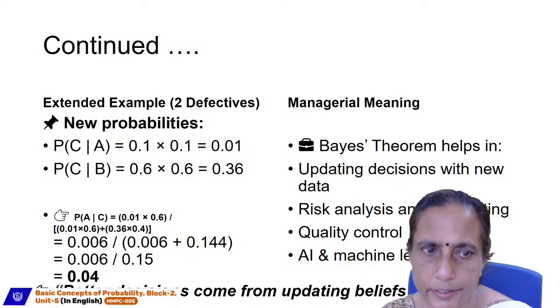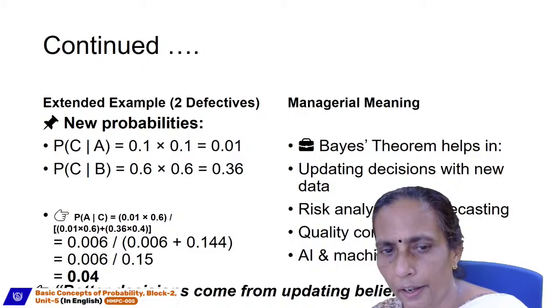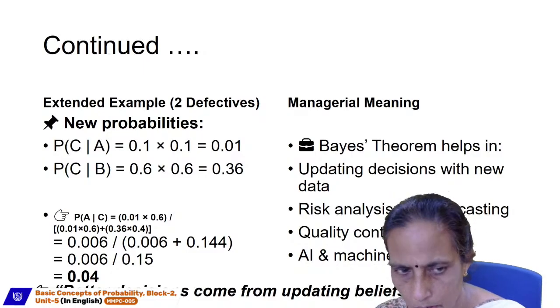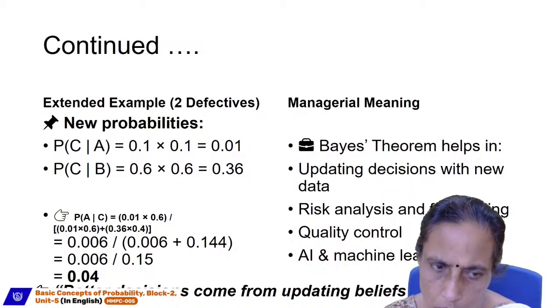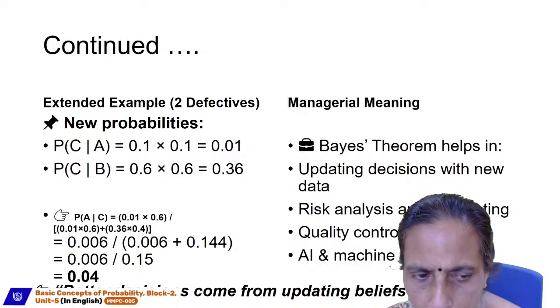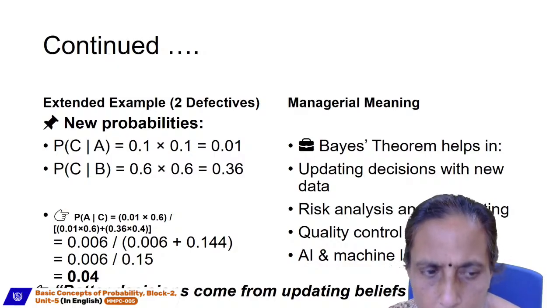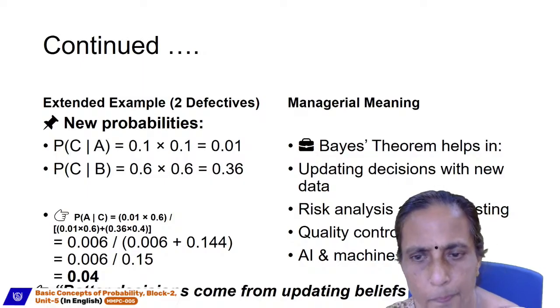So, an extended example, maybe with new probabilities. C given A is 0.01. Probability of C given B is 0.36. So if we apply our Bayes theorem, then the probability of A given C is 0.04.